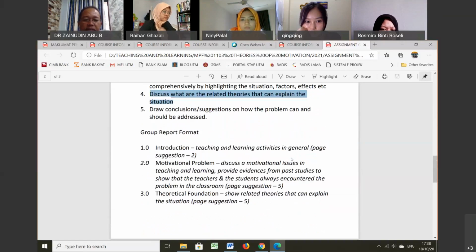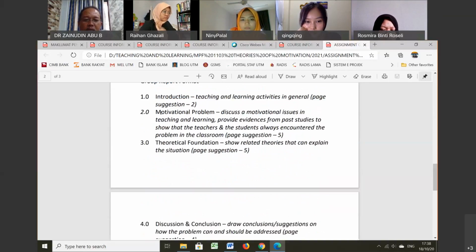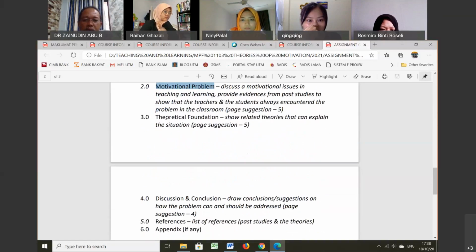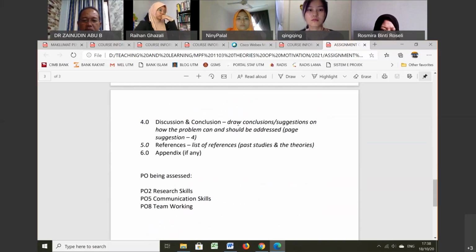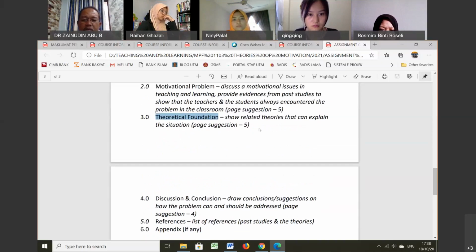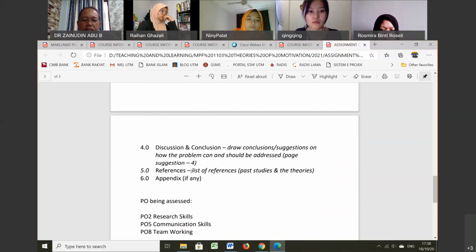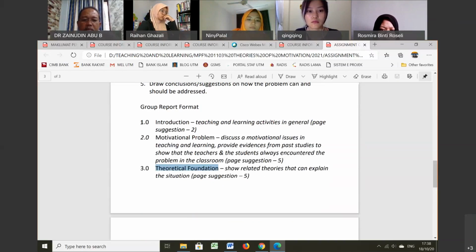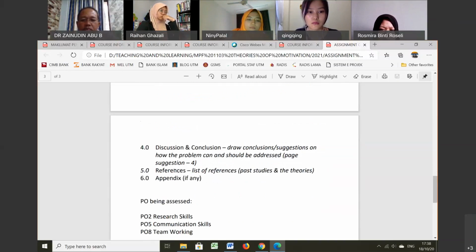Now, the format of the assignment, the group format: number 1, must have an introduction. Number 2, the motivational problems, the one that I mentioned just now. And then number 3, theoretical foundation. If you like to use one theory, 2 theories, you can do so, right? Explain the theoretical perspective here. And then number 4, discussion and conclusion. Draw conclusions and suggestions on how the problem can and should be addressed. This is quite similar to the reflection assignments. And then finally the references. So just give the numbering like this: 1, 2, 3, 4, 5. That's it. Okay.